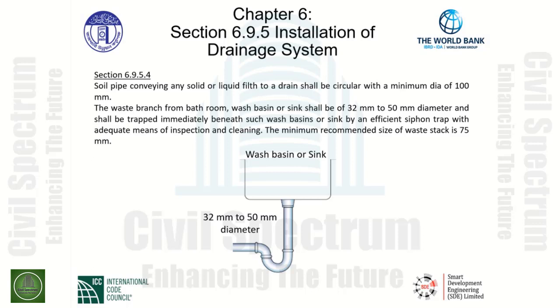This particular section gives us the size in diameter for these particular fixtures. As seen here, we need to be 32 millimeter to 50 millimeter in diameter for any type of wash basin or sink according to this section. As well, the waste stack is given as a minimum of 75 millimeters.